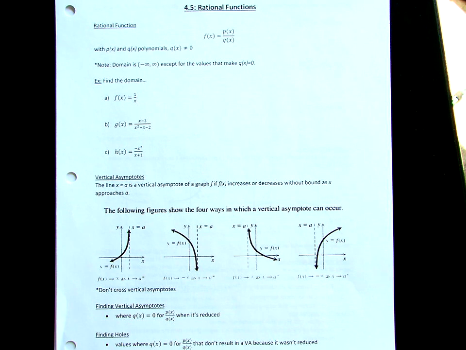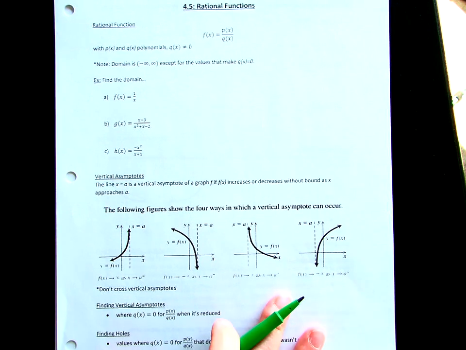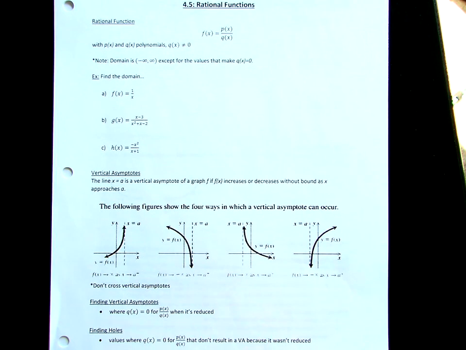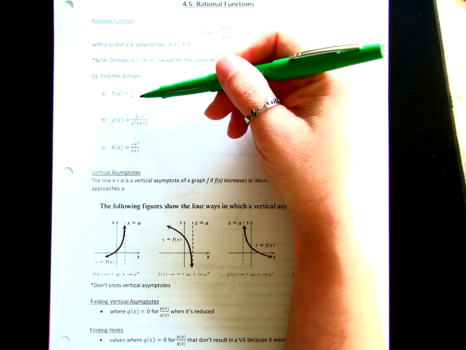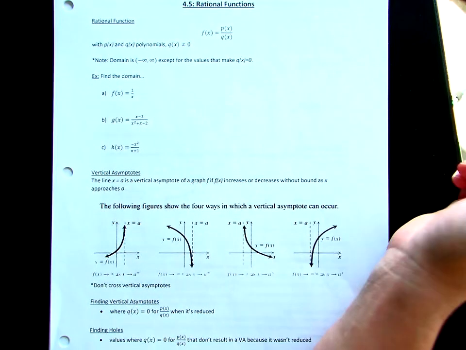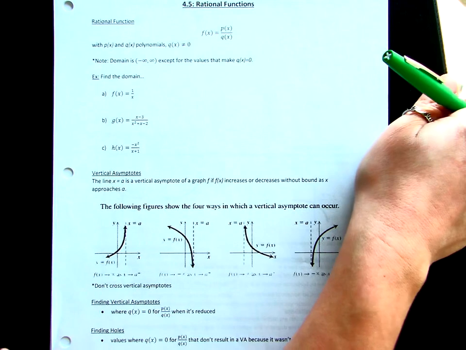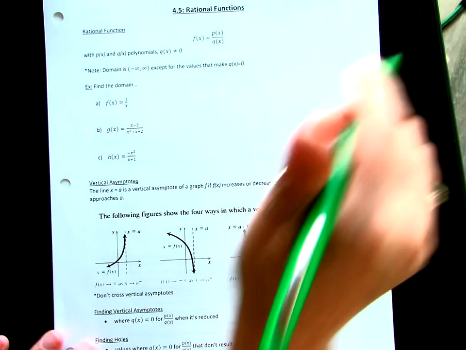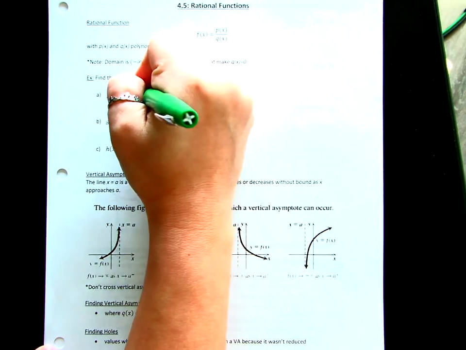And so that's what we're going to do first. We're going to find the domain of these different rational functions. And the thing to remember is your starting point is negative infinity to positive infinity, and then you just want to remove anything that makes the denominator 0. So if we look at this first one, we have 1 over x. What value or values make the denominator 0? Yeah, when x is 0.